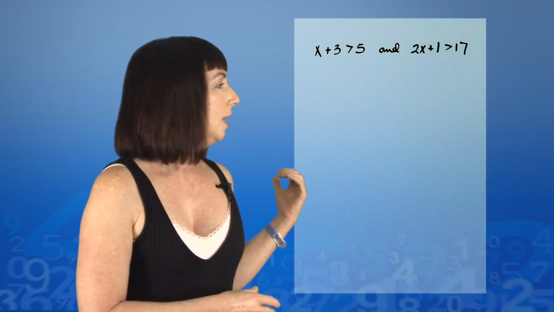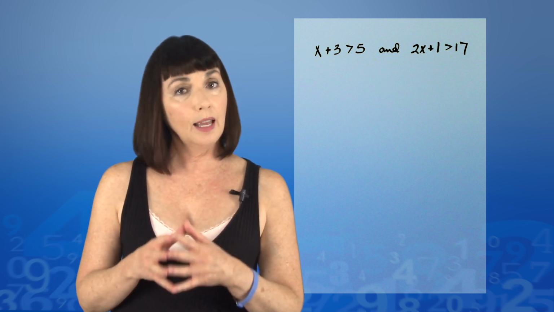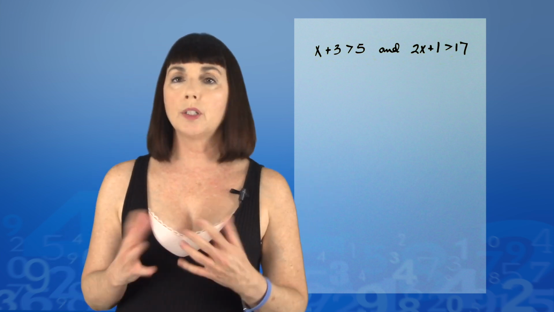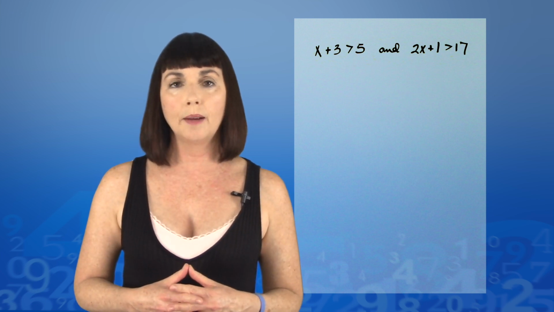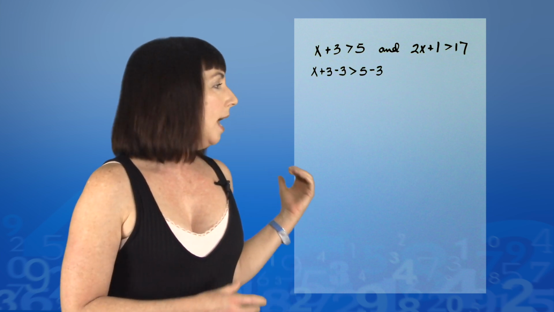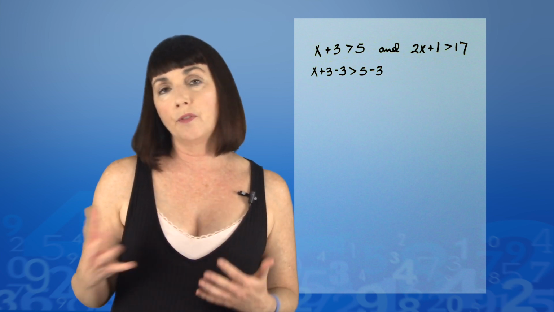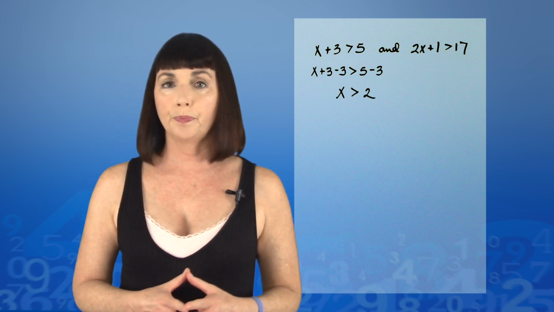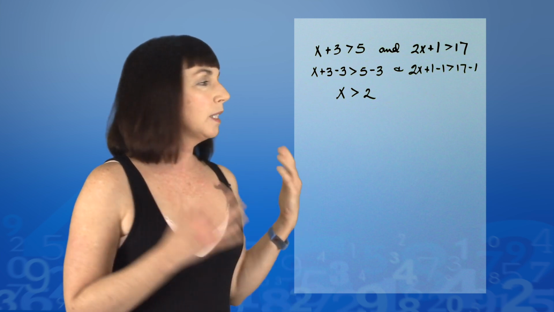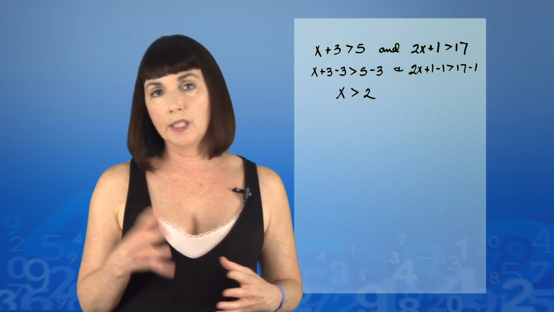Okay, here's our second example. We have x plus 3 is greater than 5, and 2x plus 1 is greater than 17. So again, let's just do one inequality at a time. So I have x plus 3 minus 3 is greater than 5 minus 3, which leaves me with x is greater than 2. And 2x plus 1 minus 1 is greater than 17 minus 1.